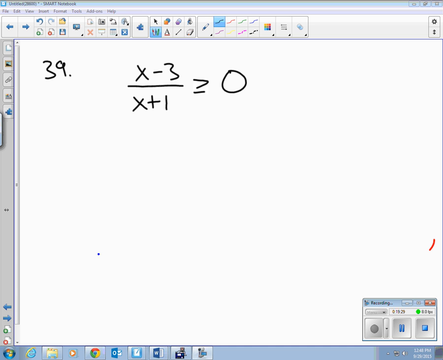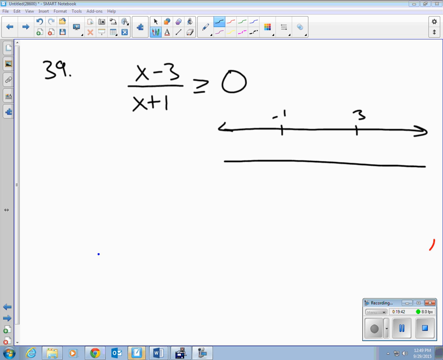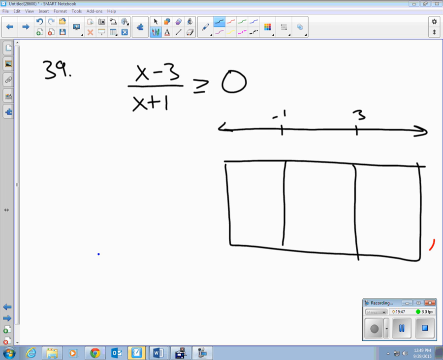Okay, let's check this. We've got a number line. What numbers did you plot? Boys and girls, what'd you plot? -1, +3. So how many columns do you have? You have 3 columns. How many rows? 2. So you do x minus 3 and x plus 1. Then we start checking. I plug in a number here, say -2, 0, and 4.